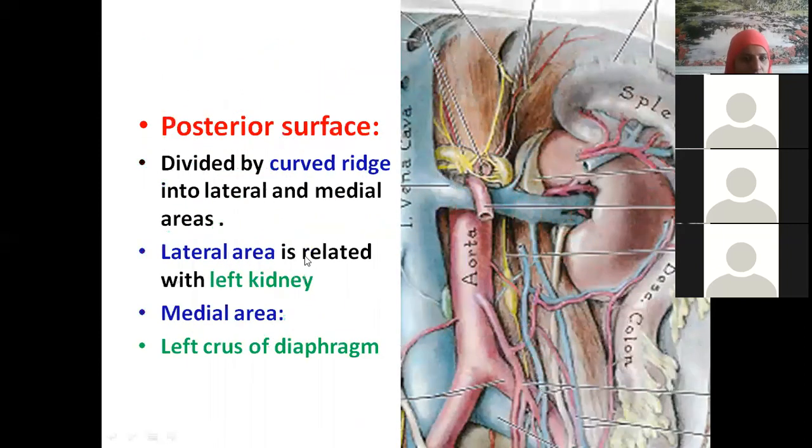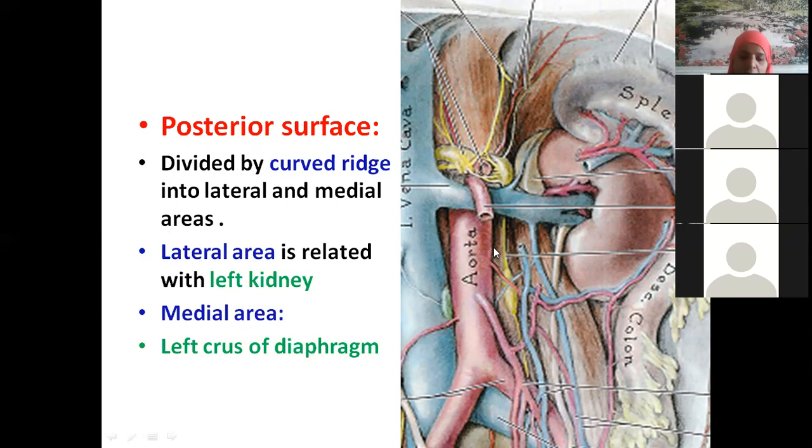Okay. Then posterior surface of the suprarenal gland, again it is divided by a curved ridge. Now it will be divided into lateral area and medial area. So lateral area is this, where I am keeping the arrow. Of course it is not in front but behind. So lateral area is actually related to left kidney, whereas medial area will be coming close to the left crus of diaphragm. Okay, what is the extent of the left crus of the diaphragm, Ritika?